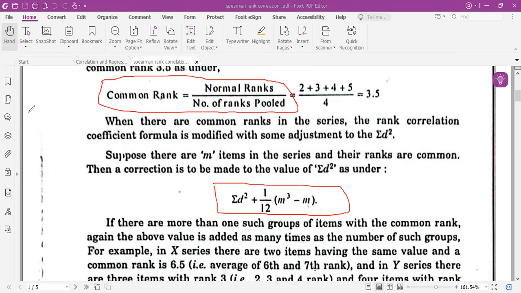So I hope that you understood the correlation chapter. In these two important methods you have to remember: one is the Karl Pearson coefficient of correlation and the other is Spearman's rank correlation, and also the calculation of probable error. These are the three important things that you can expect in the question paper in the chapter called correlation. So thank you very much.